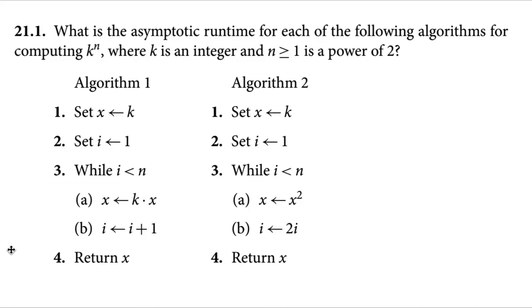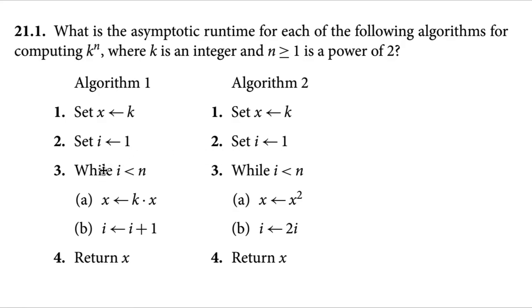This is a good question to solve. What is the asymptotic runtime for each of the following algorithms for computing k raised to n? Now you have to find k raised to n, where k is an integer and n, which is greater than 1, is a power of 2. Okay, so you set x equal to 1 in both of them, and set i equal to 1 in both of them.